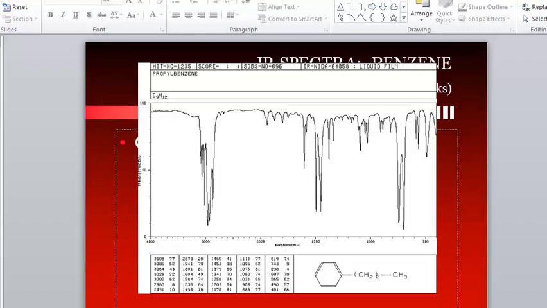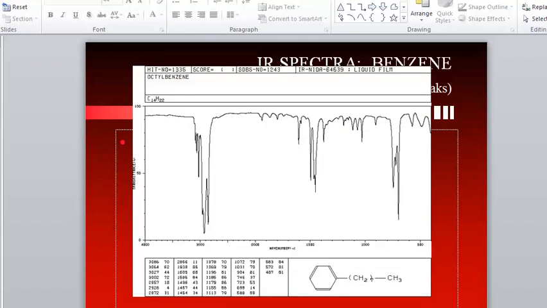1, 2, 3, 4, 5, 6, 7, 8, 9, 10. There's 10 or more sharp peaks over in the fingerprint region, and that will probably lead me down the road to think that this is an aromatic. Okay, so if we look at this one, same kind of thing. Not as many, but I still see a handful of very sharp peaks that happen over to the right-hand side.